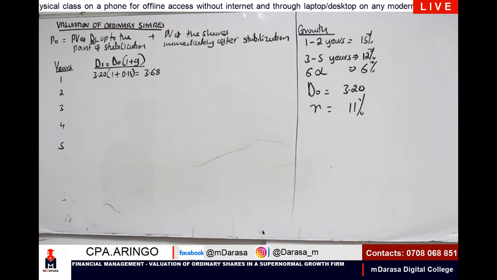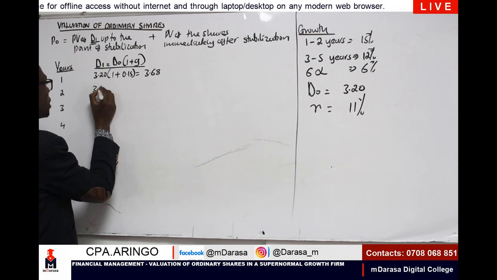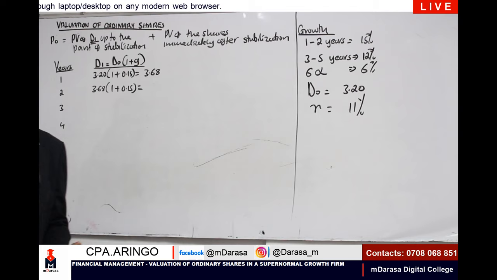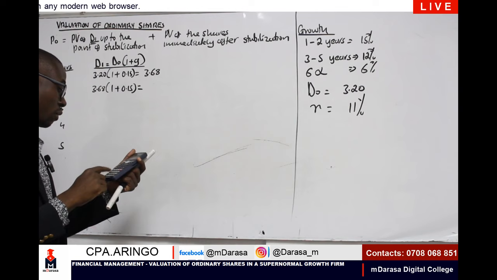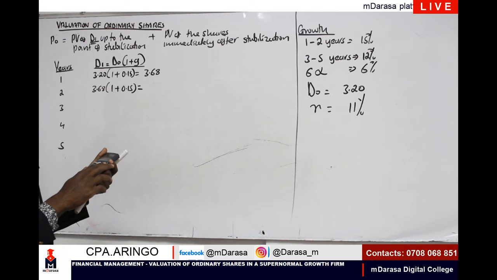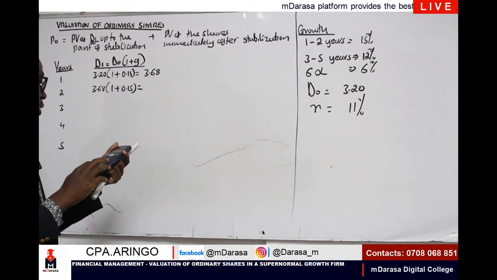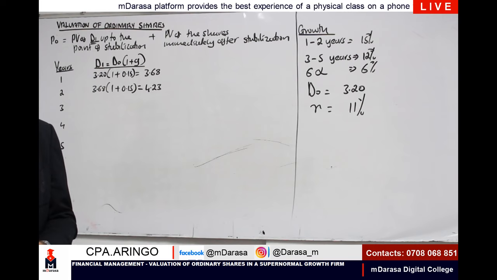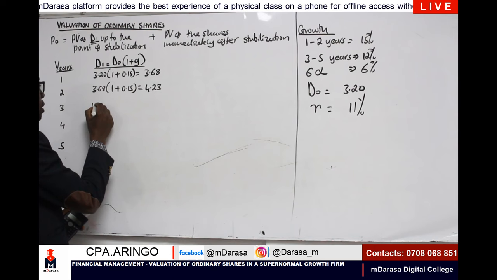Meaning that in year 2, D0 will be 3.68, times 1 plus 0.15, because you are still in year 2, the growth rate was 15%. That will give us, of course, 1.15 times 3.68, which should give us 4.23. Kindly confirm if we are on the same page, 4.23. The next period, which is year 3, 4.23 will be our current dividends.